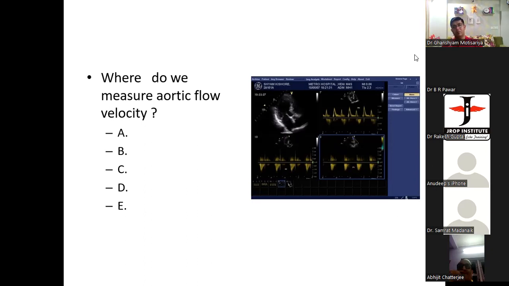Then the right anterior oblique view, which we will show in live demonstrations. In the suprasternal window, we put a pillow behind both shoulders. But in the right anterior oblique view, we put a pillow behind just the right shoulder. And then the subcostal window. Right, Samrat?